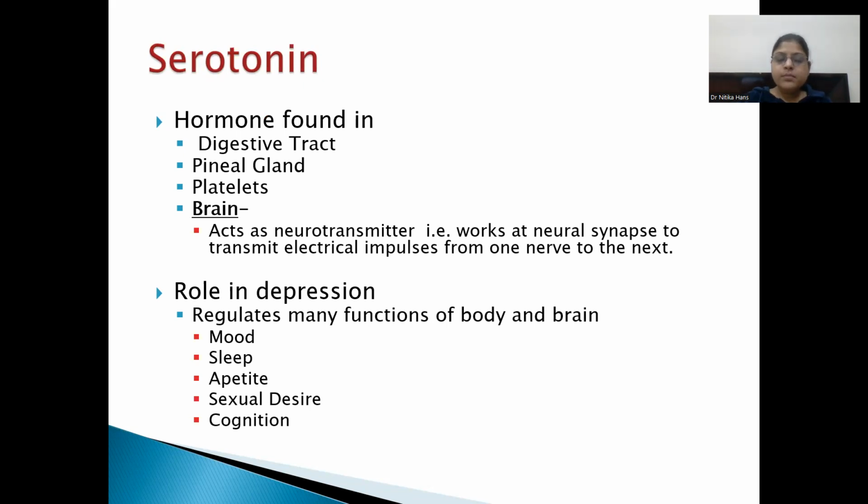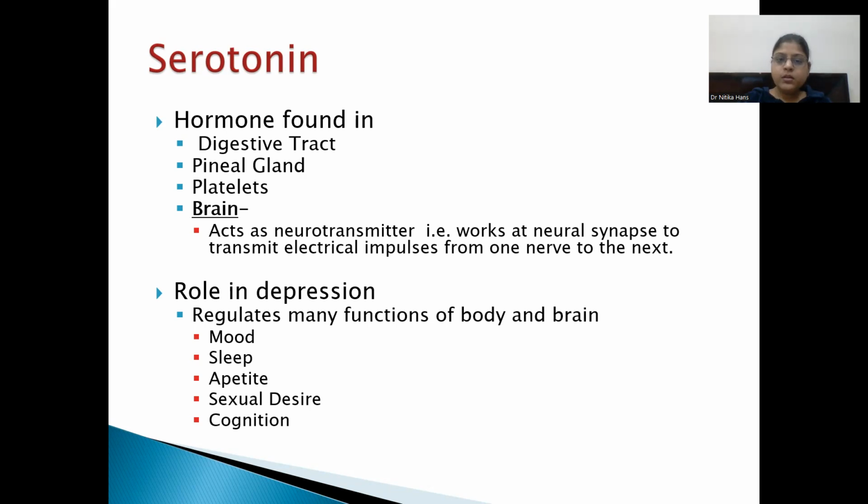Now, something about serotonin. Serotonin is a hormone present in the digestive tract, in the pineal gland, and in platelets. It is responsible for platelet aggregation. In the digestive tract, it acts as a prokinetic, so it can lead to nausea, vomiting, diarrhea. In the brain, it is a neurotransmitter that transmits electrical impulses from one nerve to the next.